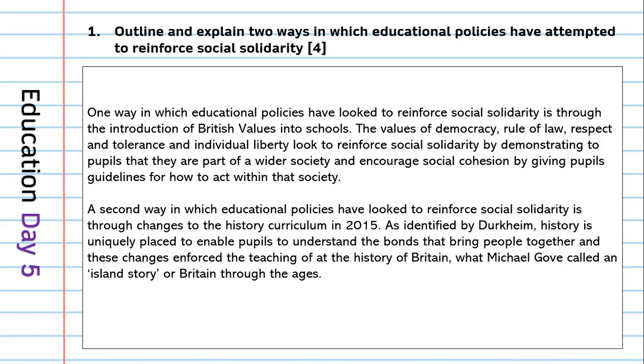So I've got 1 mark here for identifying British values as a way in which social solidarity is reinforced in schools. The values of democracy, rule of law, respect and tolerance and individual liberty look to reinforce social solidarity by demonstrating to pupils they are part of a wider society and encourage social cohesion by giving pupils guidelines for how to act within that society. There's my explanation. That's my +1. So I've got 2 marks for the first part.